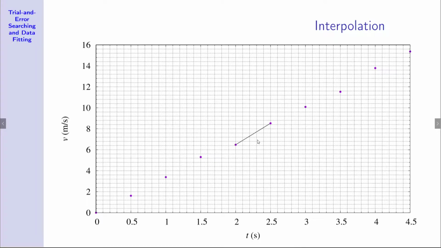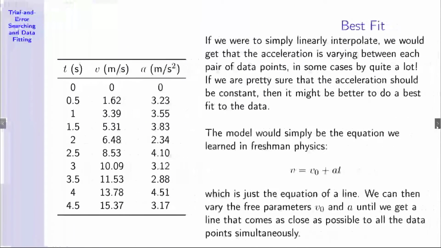Now, that's all well and good if these points are very well behaved, but if they have large errors associated with them, then connecting the data points could be significantly affecting your estimate. And so that might not be the best thing to do, right? So instead, we could do a best fit to our data.